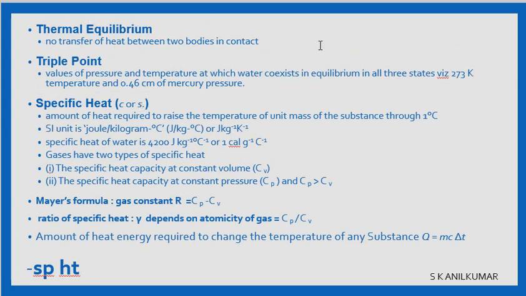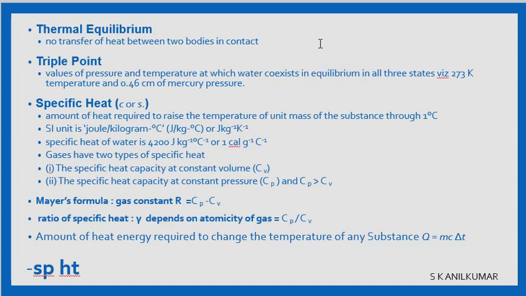What is thermal equilibrium? Thermal equilibrium is a state where there is no transfer of heat between two bodies. Heat is a form of energy that flows from a hotter body to a colder body. Thermal equilibrium means no transfer of heat between two bodies.